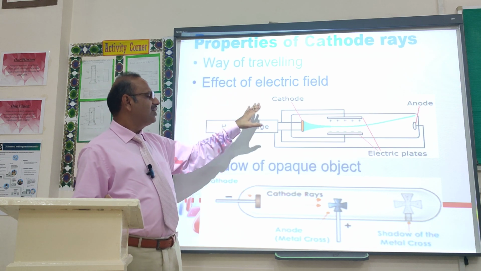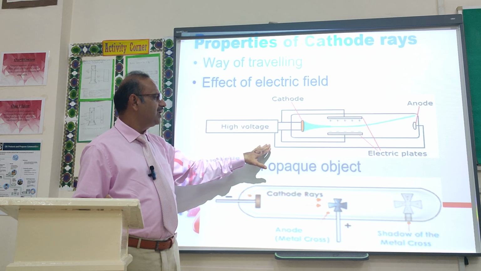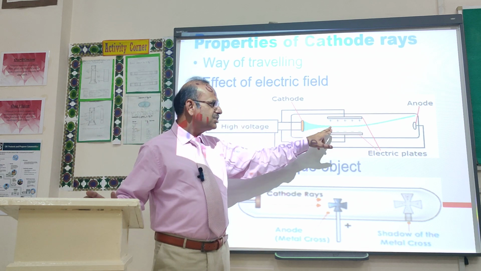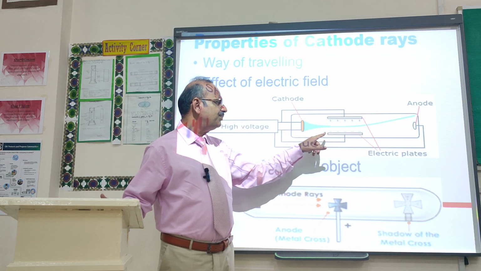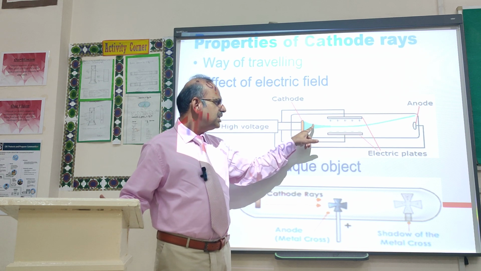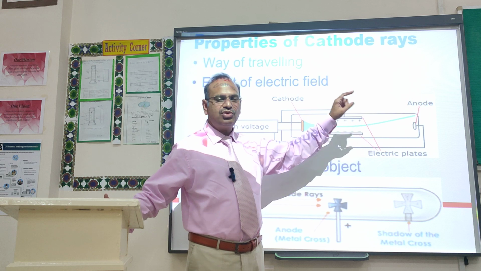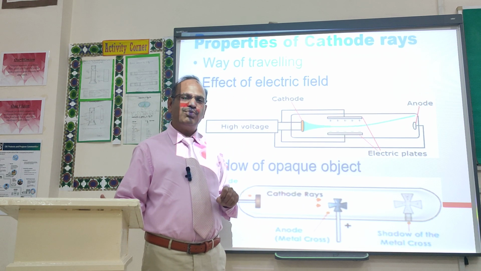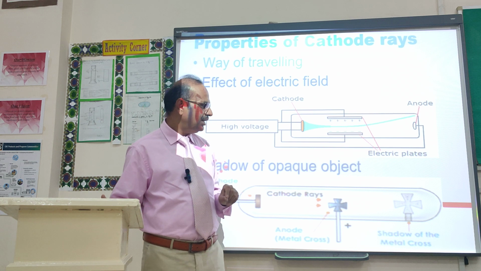Like, there was one scientist who performed an experiment. He applied an electric field on the glass discharge tube, and he observed that when the electric field is applied on the cathode rays, these cathode rays bend towards the positive pole of the electric field. It means that these rays are composed of negatively charged particles.